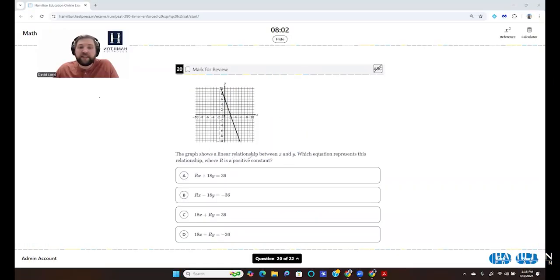Question number 20. The graph shows a linear relationship between x and y. Again, we see a y-intercept here at (0, 6), and an x-intercept here at (2, 0). We could find the slope if we needed to. Which equation represents the relationship, where r is a positive constant? That's a weird way of saying r, because you don't have any idea what r represents in the diagram. So what we probably want to do is pick which points go into the graph and eliminate ones that don't.